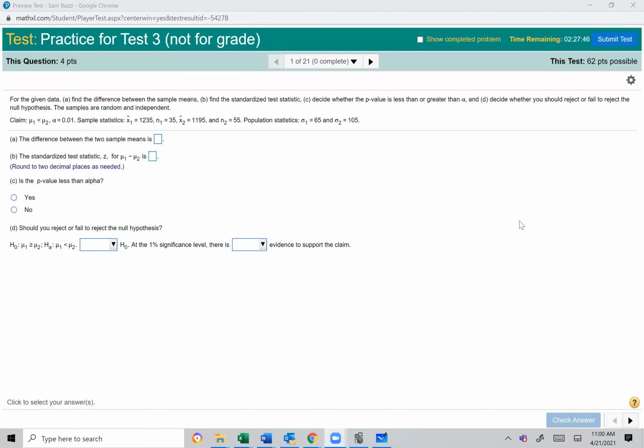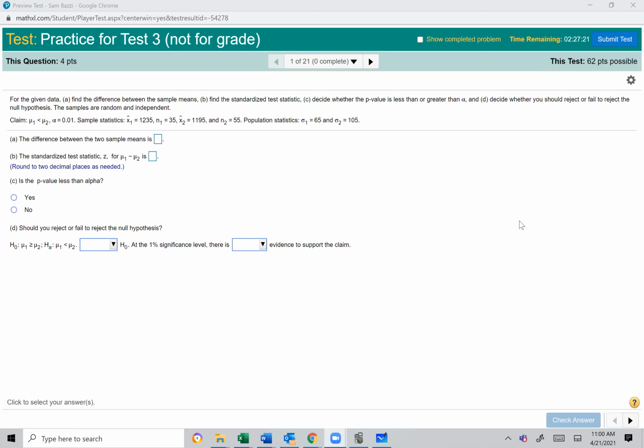Okay. So this is the review study guide for test 3. We begin with the first question. Find the difference between the sample means, find the standardized test statistic, decide whether the p-value is less than or greater than alpha, decide whether you should reject or fail to reject the null hypothesis, and these are the samples.